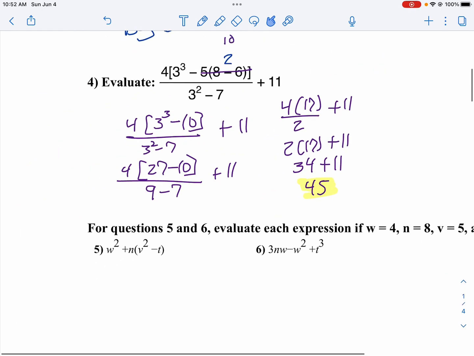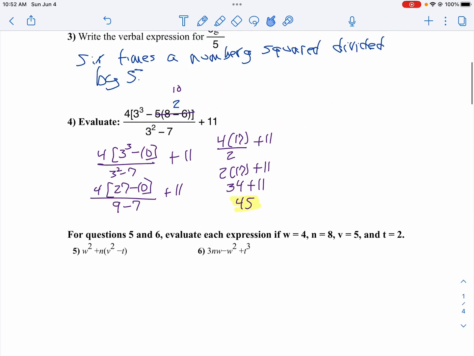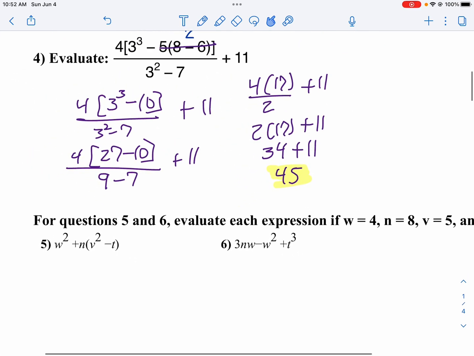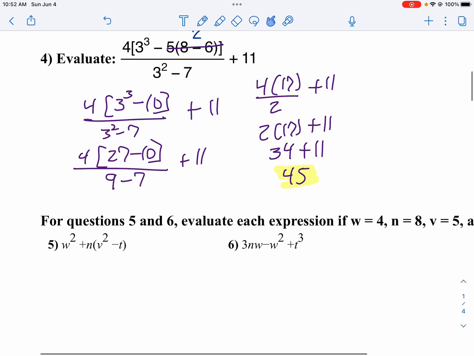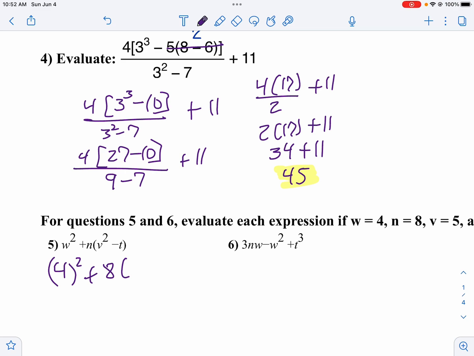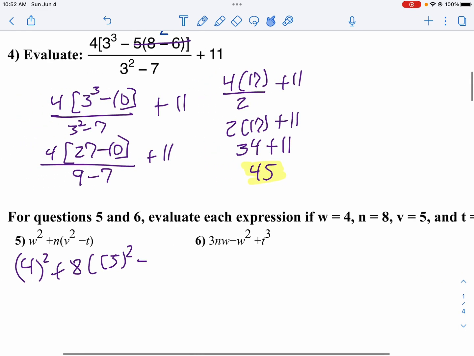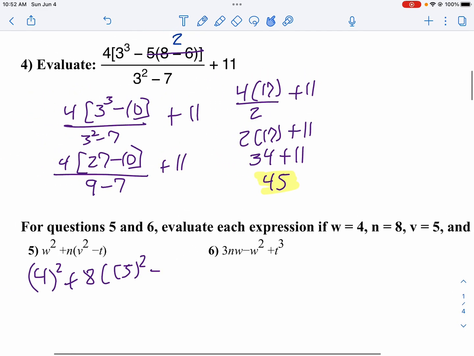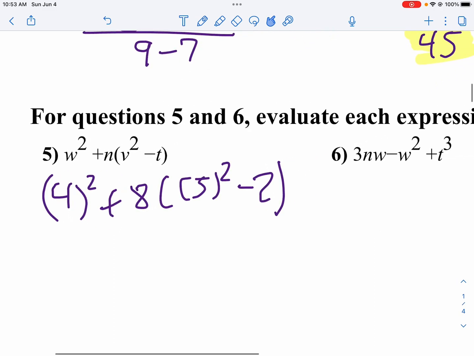On question 5 and 6, we're going to do some substitution and evaluate. So I've got w squared. Well, w is 4, so I'm going to take 4 squared plus n, which is 8, times v, which is 5 squared, minus t, which is 2. I'm going to blow this up so we're looking at just this part. So 4 squared is 16.